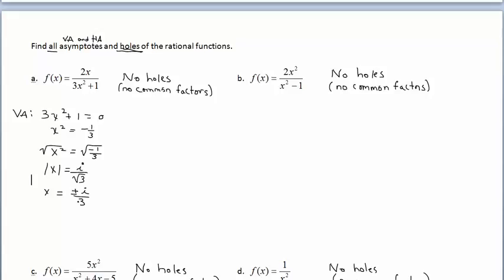So what does this tell us? It tells us that there are no vertical asymptotes on this graph. That's okay. You don't have to have a vertical asymptote. This graph doesn't have any vertical asymptotes. That's fine because we have imaginary solutions. So I'm going to come up here and document that. I'm going to record that. No vertical asymptotes.